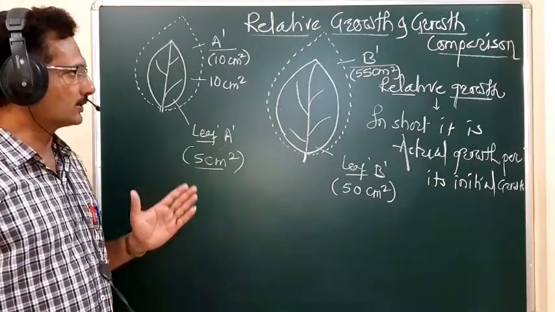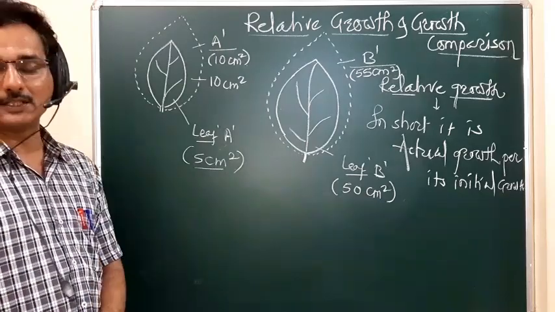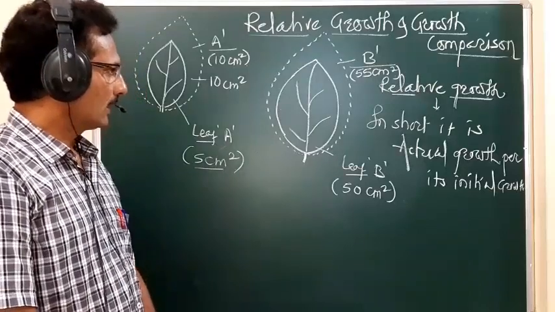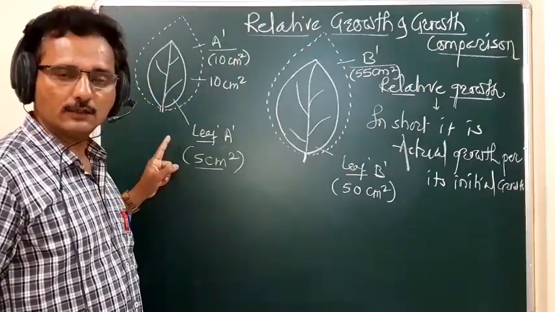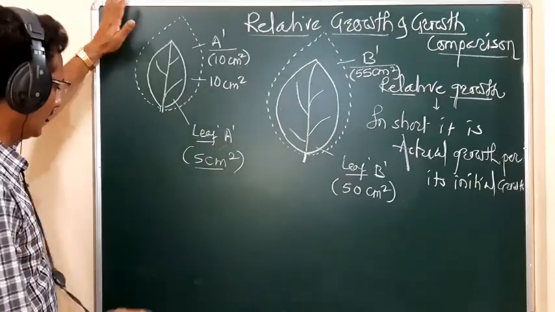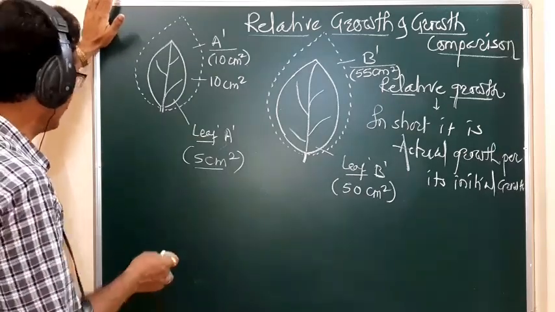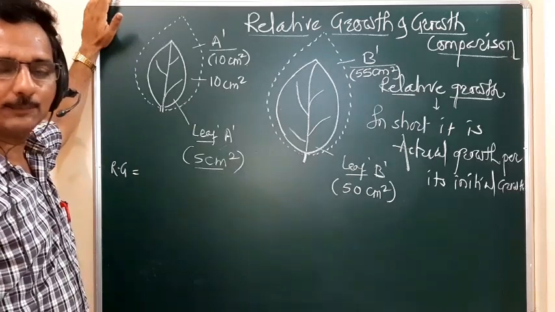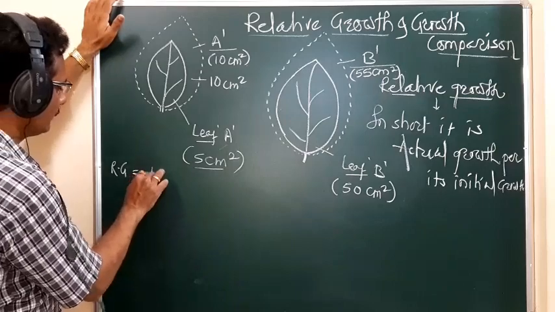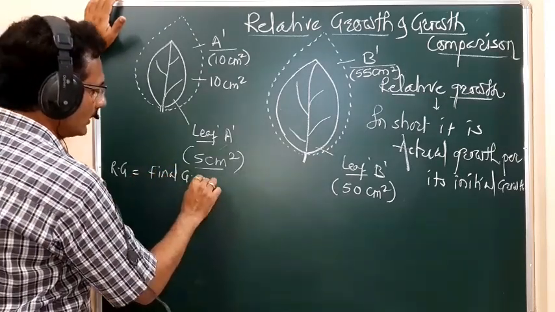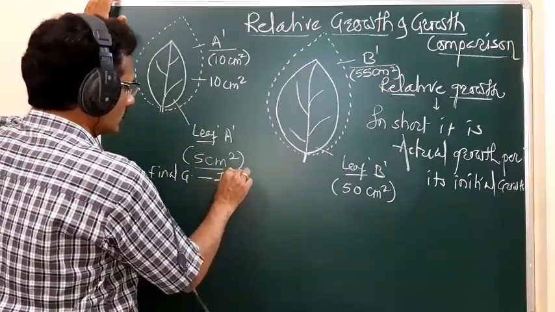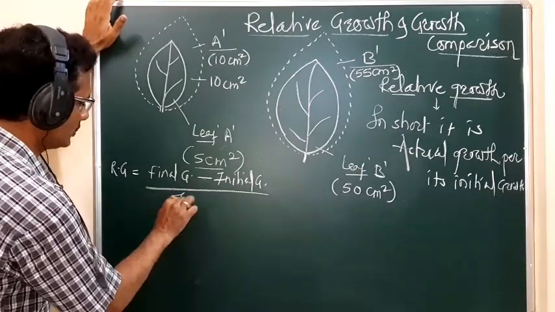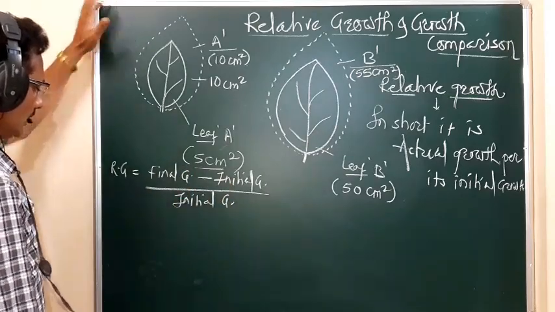Then students, we have to compare the relative growth between these two systems. Relative growth between these two systems means which system shows the maximum relative growth and which system shows the minimum relative growth. Let's say in case of the first system, leaf A, we have to calculate the relative growth. How do we calculate that? With the help of a very simple formula: final growth minus initial growth, divided by the initial growth. So put the values.